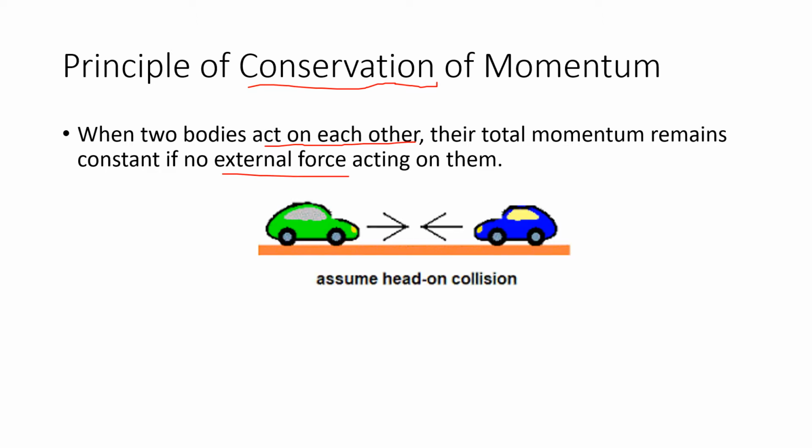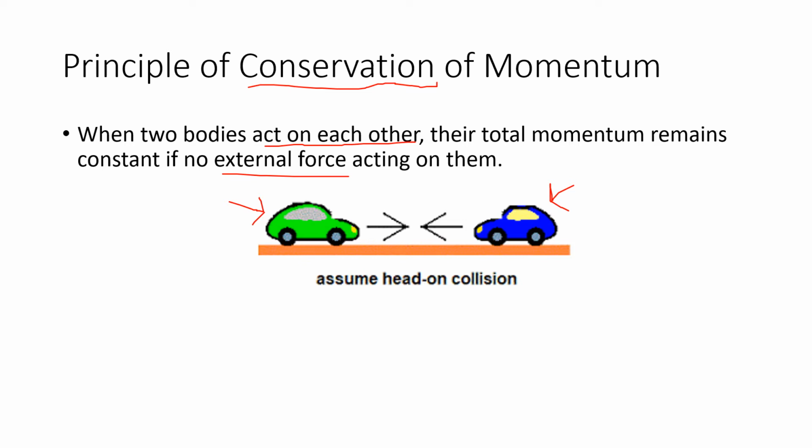Now let's see an example here. As you can see, two cars are about to collide head-on with each other. External force means force from outside of the system. So this is the system, and then we have force from outside. That is external force. Examples of external force can be normal force, weight, frictional force, or air resistance. We will be focusing on external force in another subtopic.